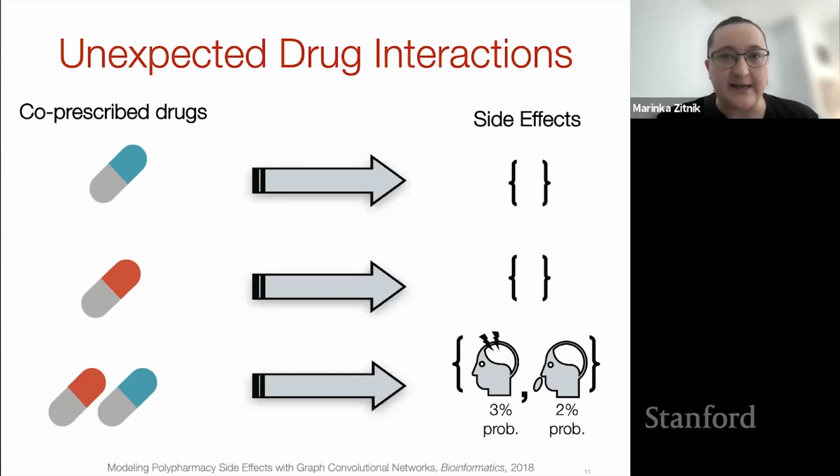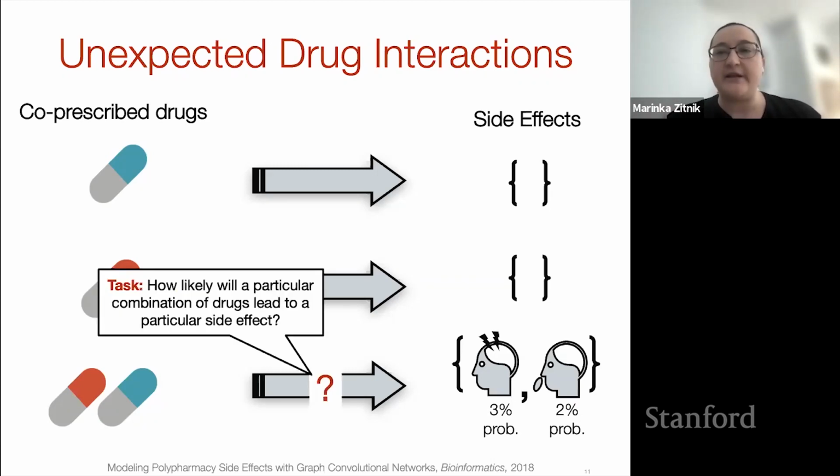That is surprising and unexpected, because if the 2 drugs acted completely independently of each other, then we would not expect to see any significant side effects when the 2 drugs are taken together. So our learning task for this part of the talk is the following. We want to design a model that will be able to predict how likely a particular combination of drugs leads to a particular side effect. That is the task that we want to solve.